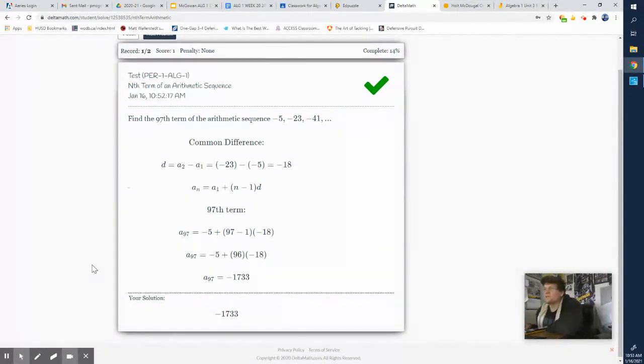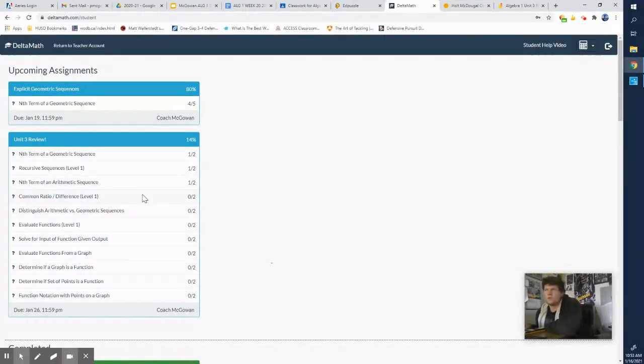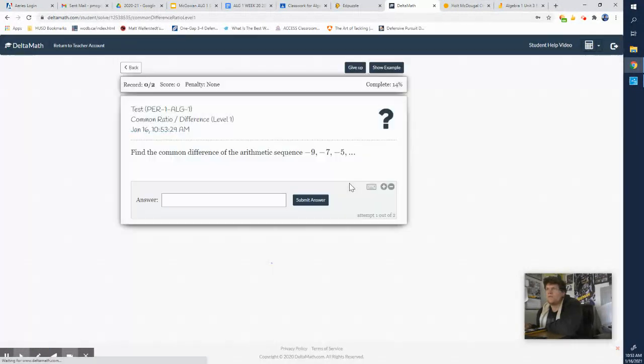All right, so there's this one, dealing with our formula for explicit arithmetic sequences. Now let's focus on those sequences, guys. If we're looking at our common difference and ratios here.